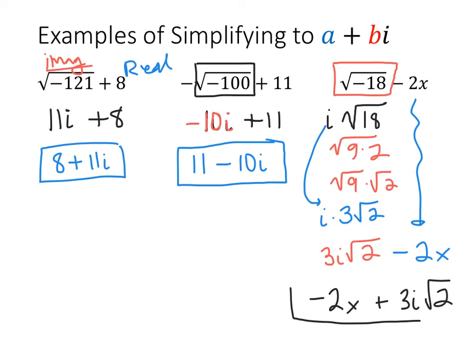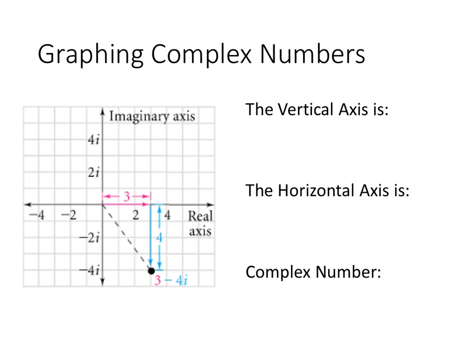And so even though this looks a little bit different than the other ones, the whole idea is that we have a real part, the negative 2x, and we have an imaginary part, the 3i square root of 2. Now the last piece of information that we need to look at is graphing complex numbers. And so if you look at this, we take our traditional coordinate plane and we just make it a little bit different.